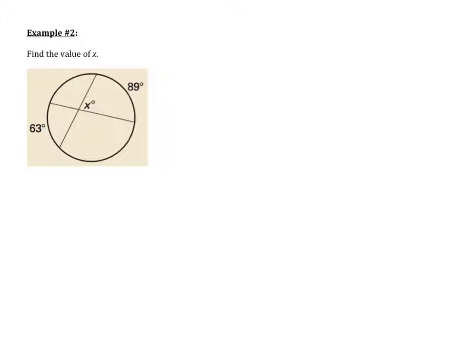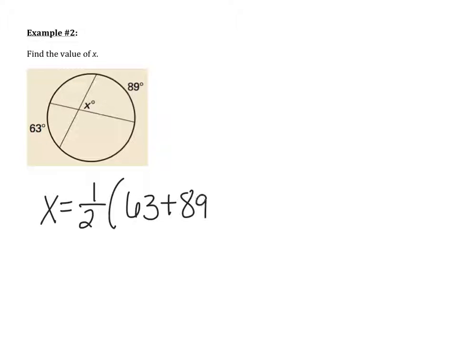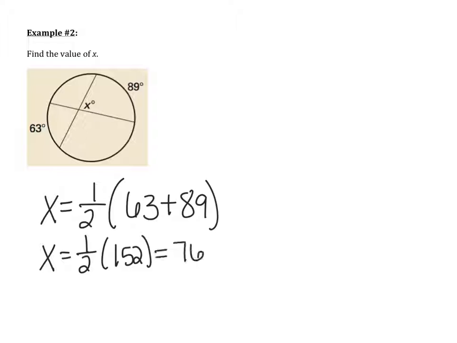So let's look at example number 2. It says find the value of x. So notice that the 2 chords are intersecting inside of the circle. So this is the one where we add. So angle x would be equal to half of the 2 arcs added together. So 63 plus 89. Make sure you follow the order of operations. I would add the 63 to the 89 first and then take half of it. So 63 plus 89 is 152, and half of that is 76.